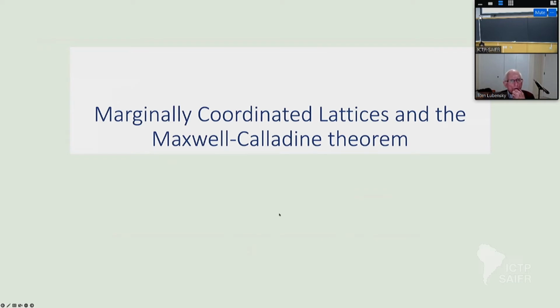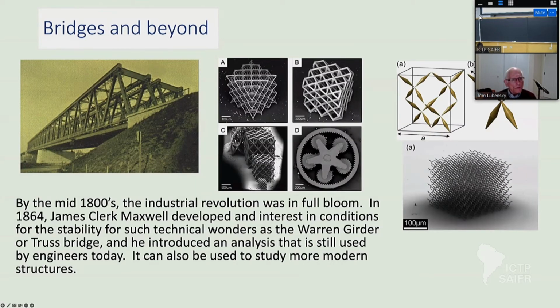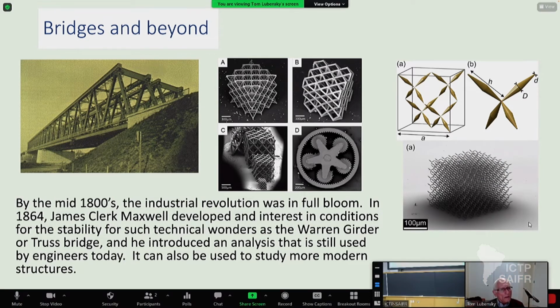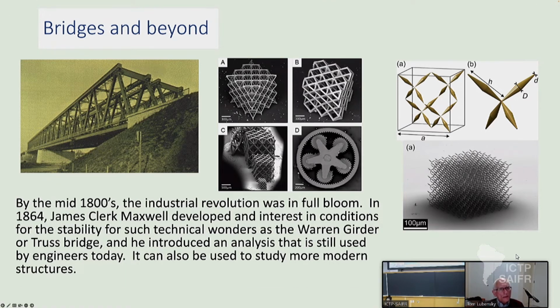Okay, so now we're going to move on to the marginally coordinated lattices, the Maxwell-Calladine theorem. These are the lattices that I want to call Maxwell lattices. They're the ones where, under periodic boundary conditions, d n is equal to n_b. So just a little bit of history. In the 1800s, the Industrial Revolution was in full bloom, and you were able to see for the first time bridges like this. And James Clerk Maxwell asked the question: under what circumstances are structures like this stable?